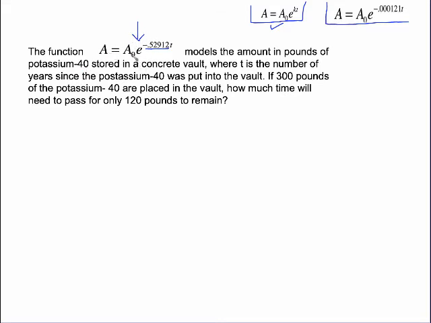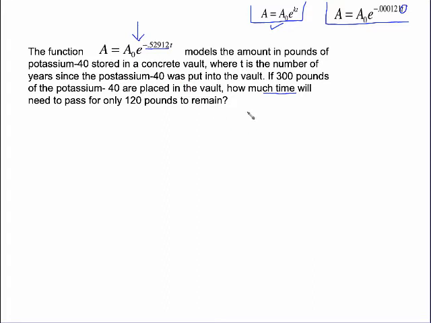It says the function A equals A sub 0 e to the negative 0.52912t models the amount in pounds of potassium-40 stored in a concrete vault, where t is the number of years since the potassium-40 was put into the vault. If 300 pounds of the potassium are placed in the vault now, how much time will need to pass for only 120 pounds to remain? How much time means we are looking for t, just like we were looking for t when you were asked in the last video about how old the skeletons were.